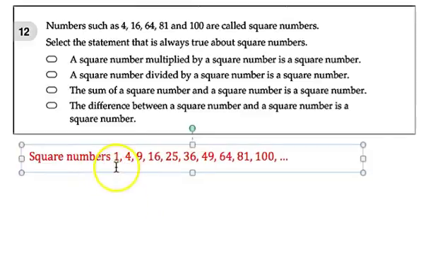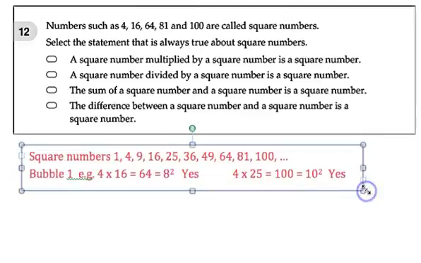So our square numbers: 1 squared is 1, 2 squared is 4, 3 squared is 9, 4 squared is 16, 5 squared is 25, 6 squared is 36, 7 squared is 49, 8 squared is 64, 9 squared is 81, and 10 squared is 100. Now, select the statement that is always true about square numbers. It says a square number multiplied by a square number is a square number.